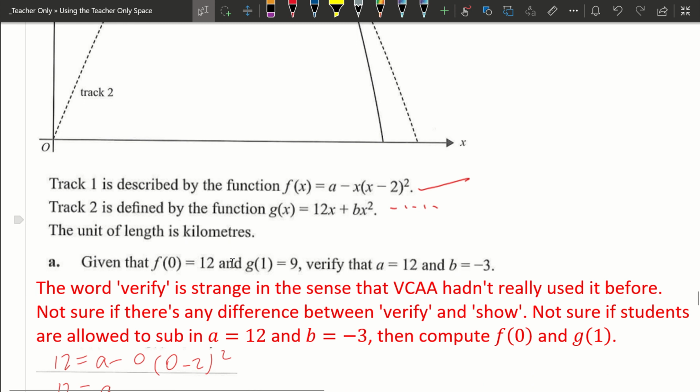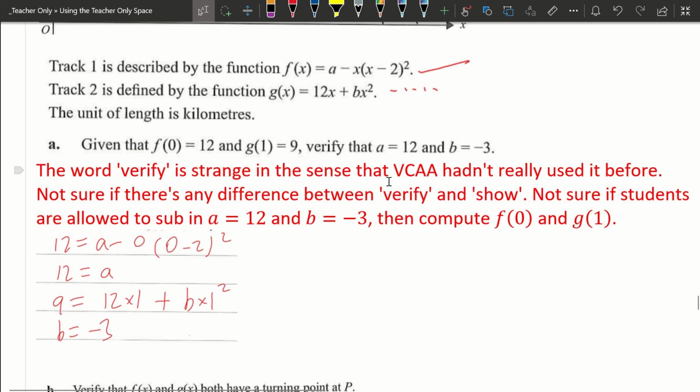Some more information is given to us. When x is 0, f is 12. When x is 1, g is 9. Verify a is 12, b is negative 3. I am personally confused by the word verify. It's not a word that VCAA used often. I struggle to find a case in the past few years where VCAA used this word in their questions. So I don't know what it means.